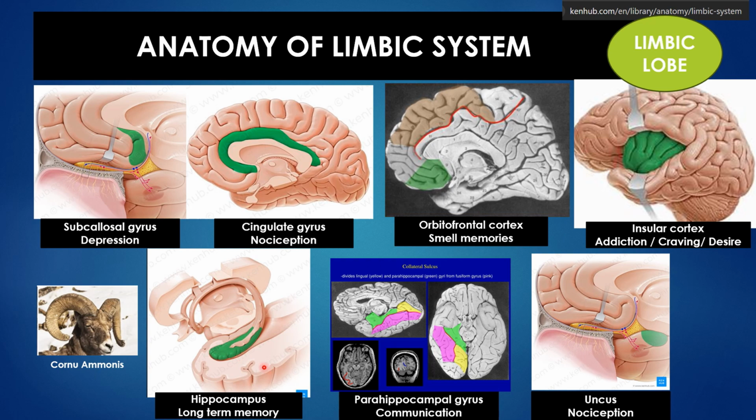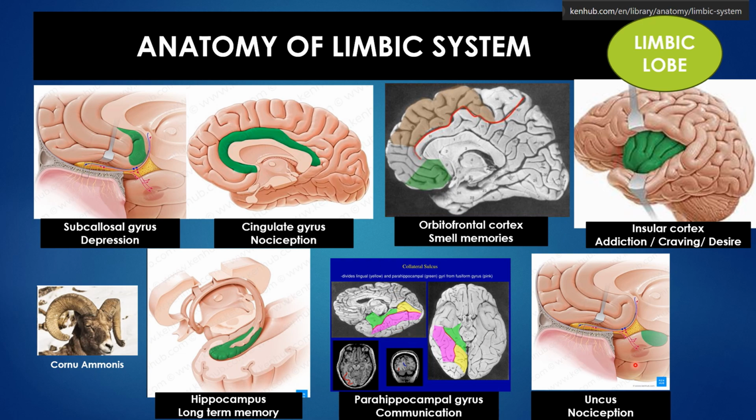Moving on, we also have the hippocampus. Hippocampus is just anterior to the temporal horn. It's in the anterior part of the temporal lobe. The green color thing is the hippocampus. Hippocampus plays an important role in long-term memory. It is also called cornu ammonis. Cornu basically means horn. Ammonis basically means a sheep or goat.